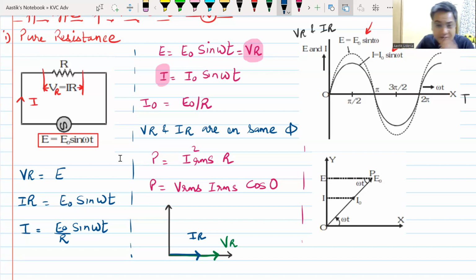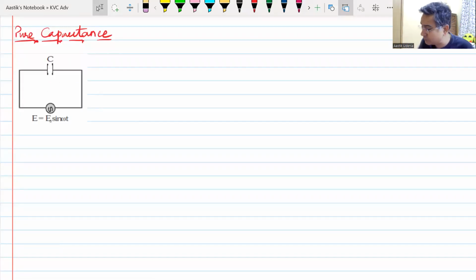A circuit which has pure capacitance. Now, if a circuit has pure capacitance, that means it only has a capacitor connected to an AC source. This is how the circuit would look. Yes or no? Yes. At any time in the circuit, you will have a current I flowing in the circuit.